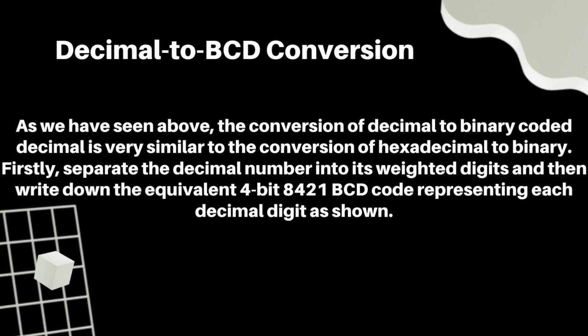Decimal to BCD conversion. Decimal is very similar to the conversion of hexadecimal to binary. Firstly, separate the decimal number into its weighted digits and then write down the equivalent 4-bit 8421 BCD code representing each decimal digit as shown.